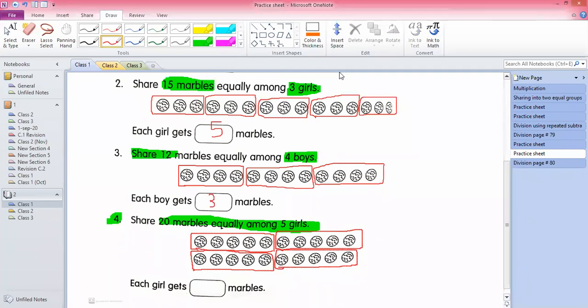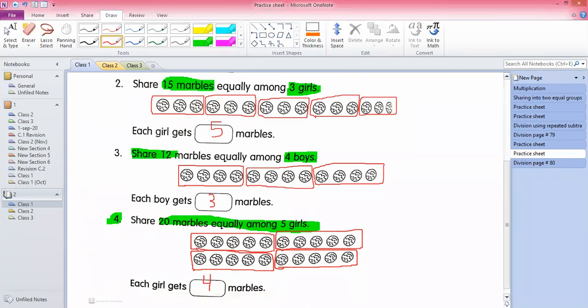Now tell me, how many number of groups are there? 4. Very good. So how many marbles will each girl get? 4. Very good. You will count the number of groups, 1, 2, 3, 4, and you will say that each girl will get 4 marbles.